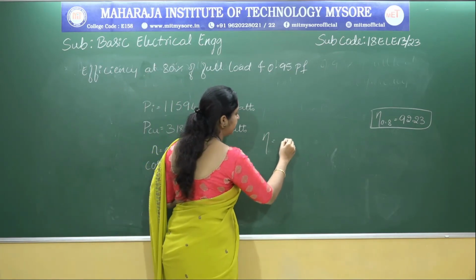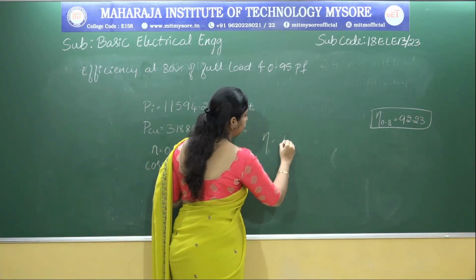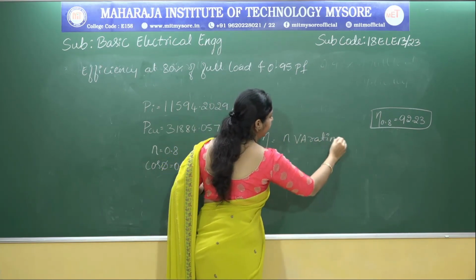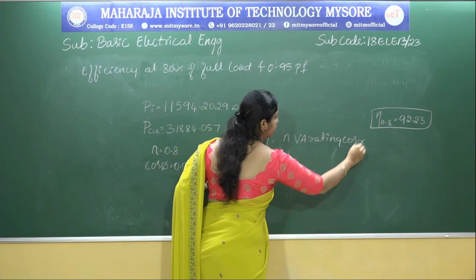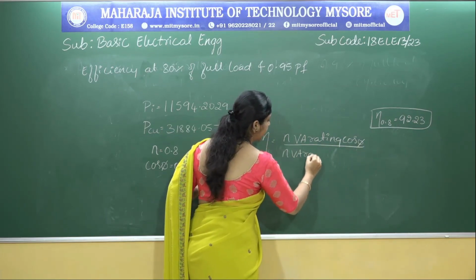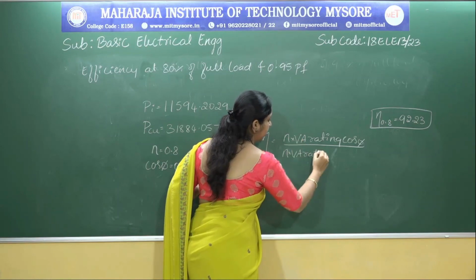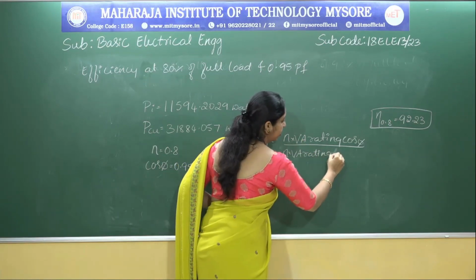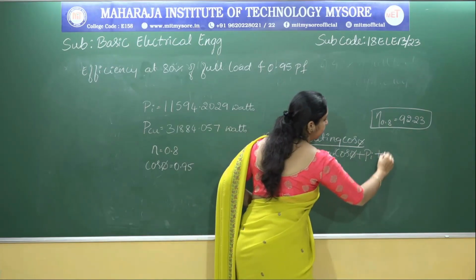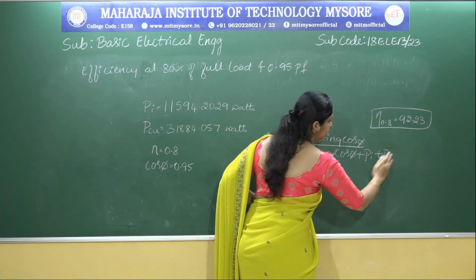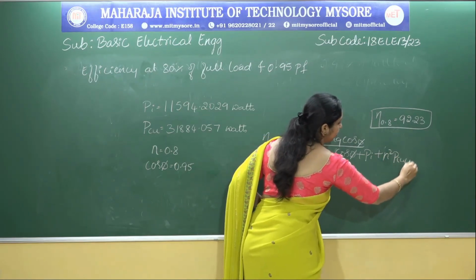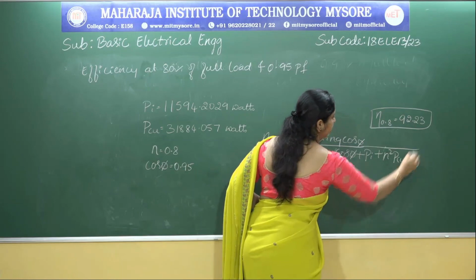So we know that efficiency is equal to, what is the efficiency equation? n VA rating cos phi, divided by n into VA rating into cos phi plus Pi plus n square into PCU full load. So this is the equation.